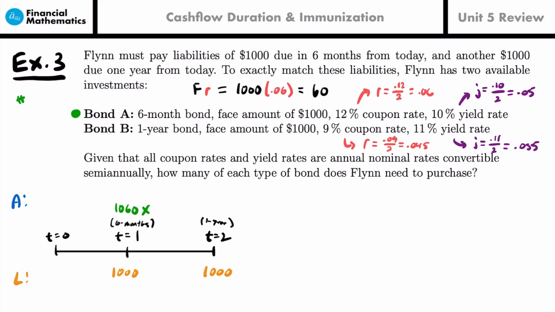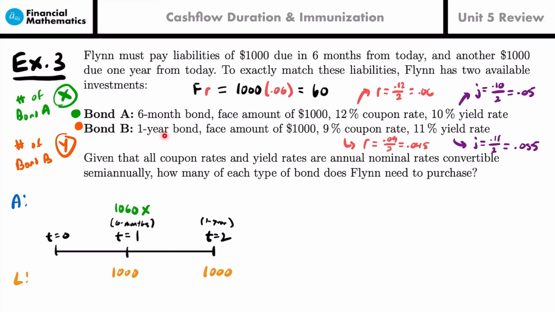So the number of Bond A is going to be X. Now, in the same way, I'm going to give Bond B a variable as well. I'll say that the number of Bond B is going to be Y. So Bond B, the number of those that Flynn needs to buy, will be represented by Y. And what would those payments look like for Bond B?